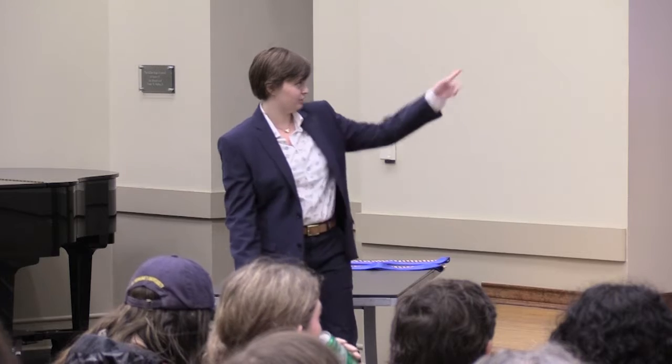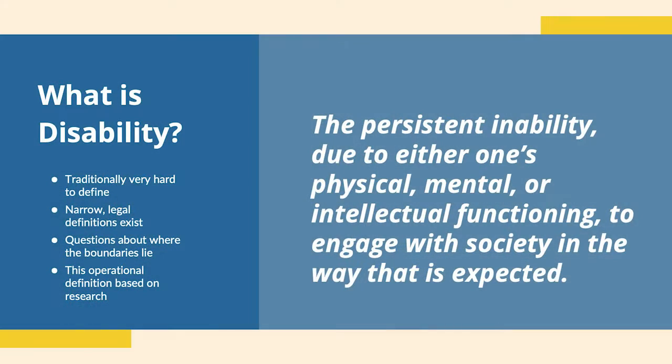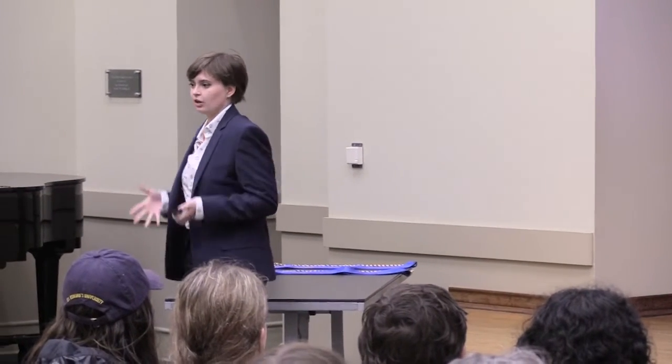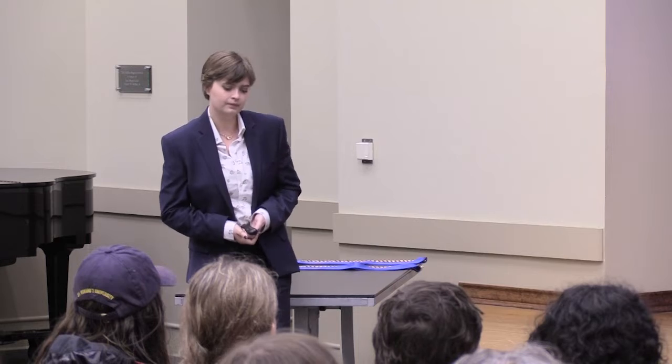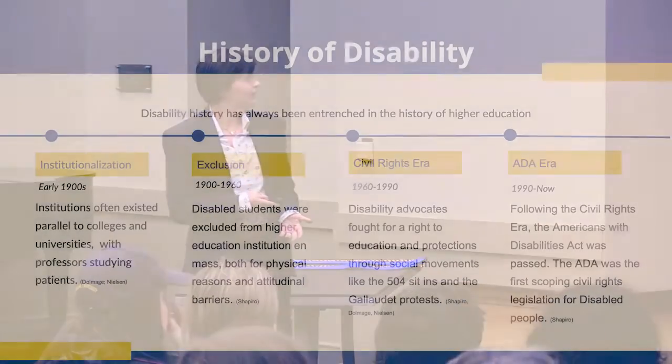For this reason, I created my own operational definition, which you can see on the screen right here. That reads: the persistent inability, due to either one's physical, mental, or intellectual functioning, to engage with society in the way it is expected. The reason I created this definition is because there are so many competing models of disability. Is disability simply a medical diagnosis, or is it an interaction with society that is inaccessible? This definition encompasses both. And moving forward with my research, keep that paradigm in mind.